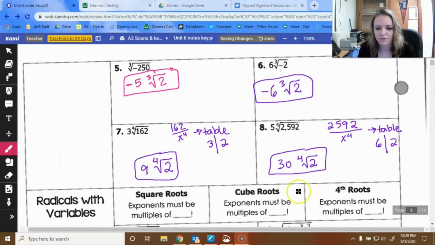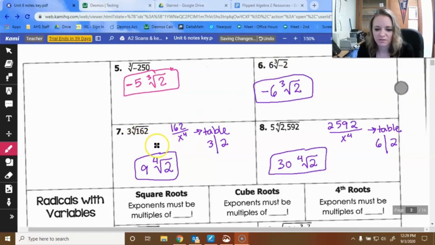Okay, here are your simplified answers. Number 6. All we had to do is take out the negative, and then there is no number that's the third root of 2 that we can change that to. So that's all we had to do is take the negative out, and then the rest stayed the same.